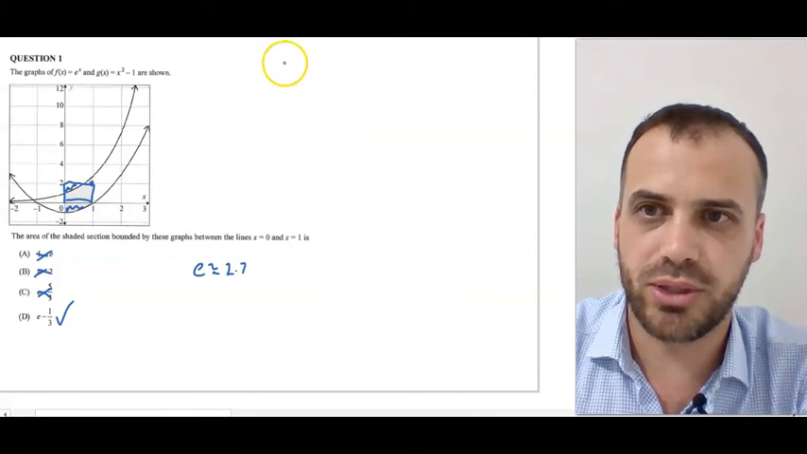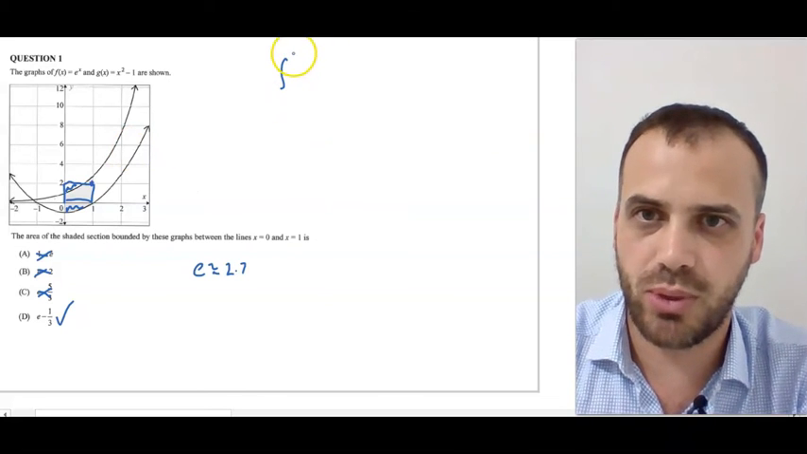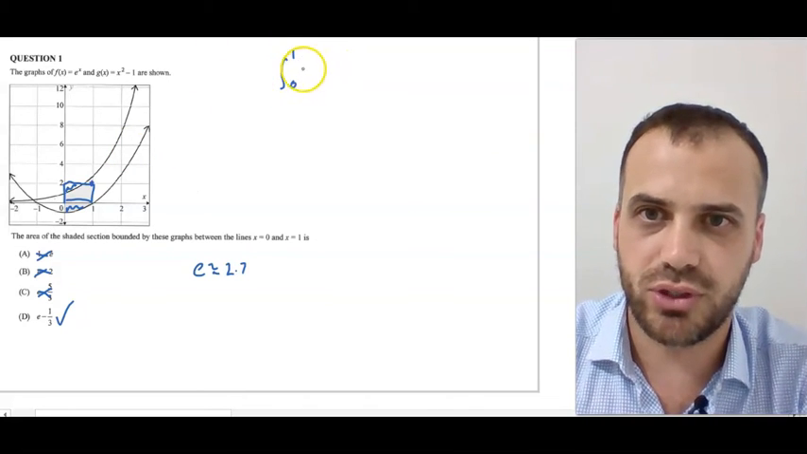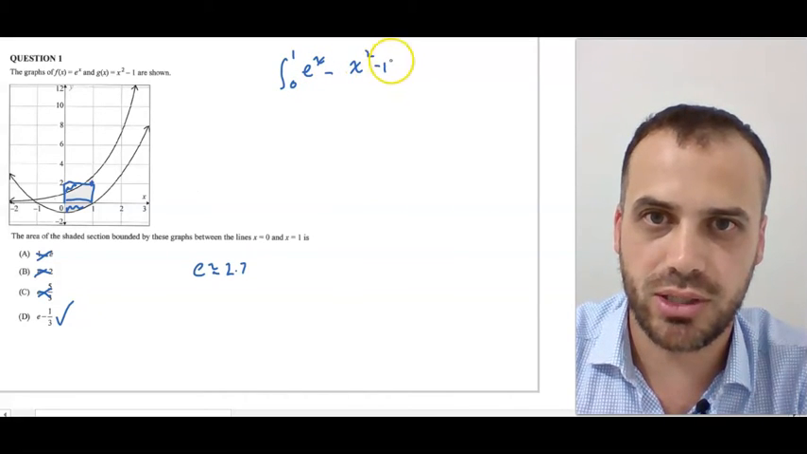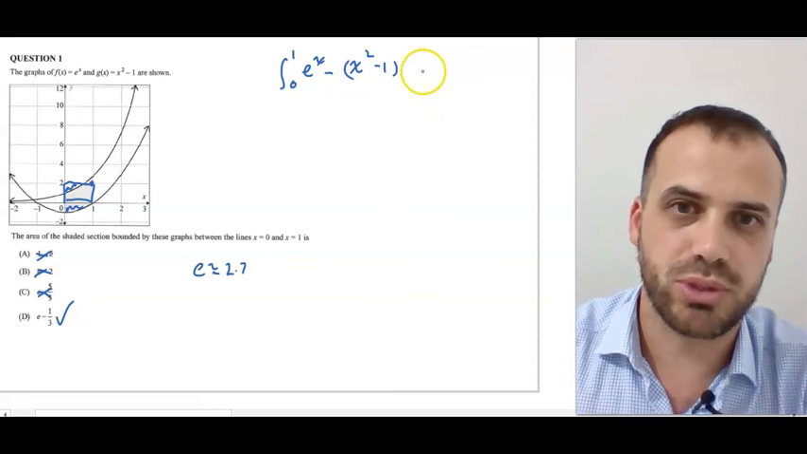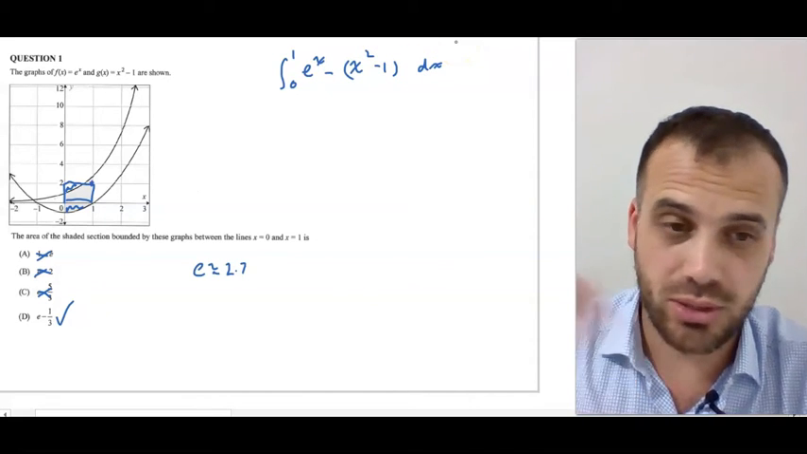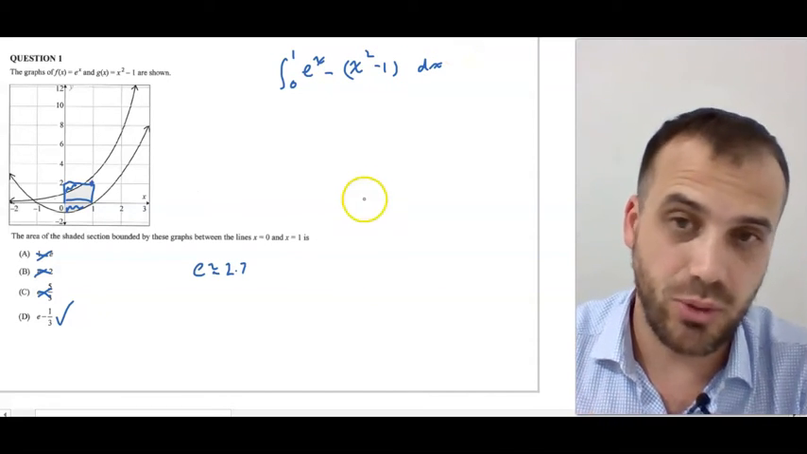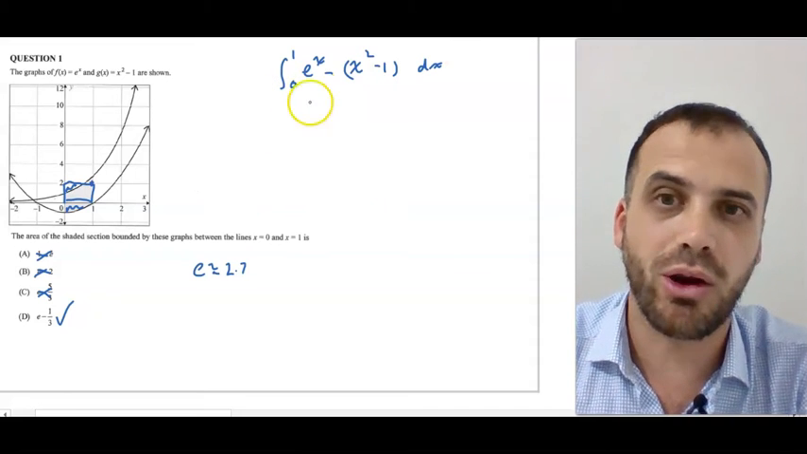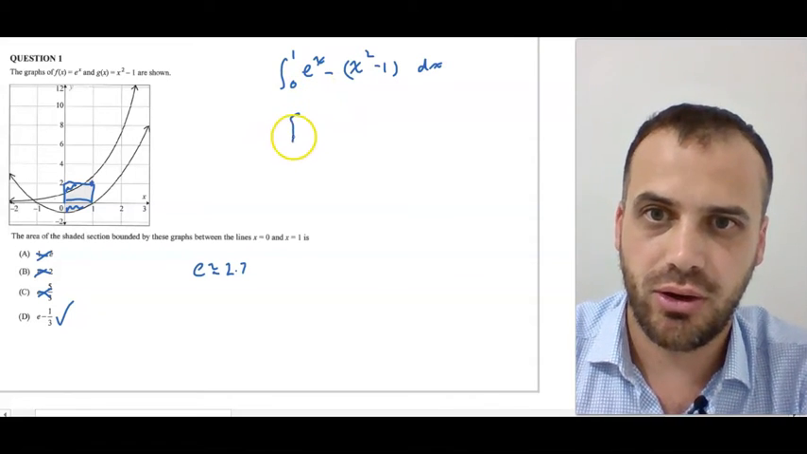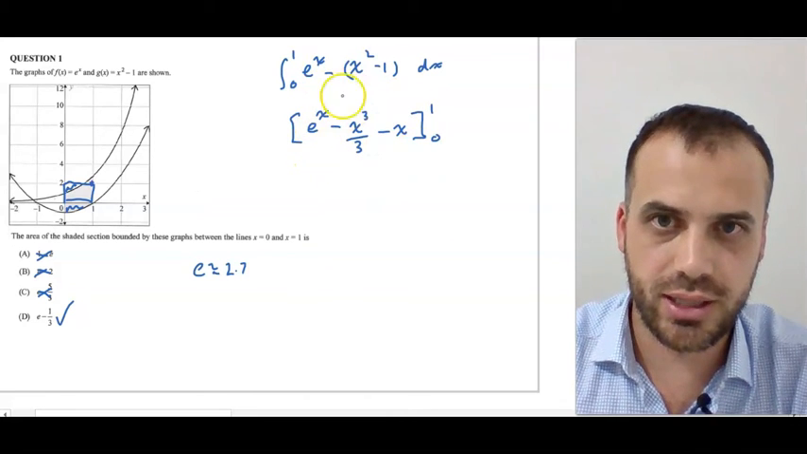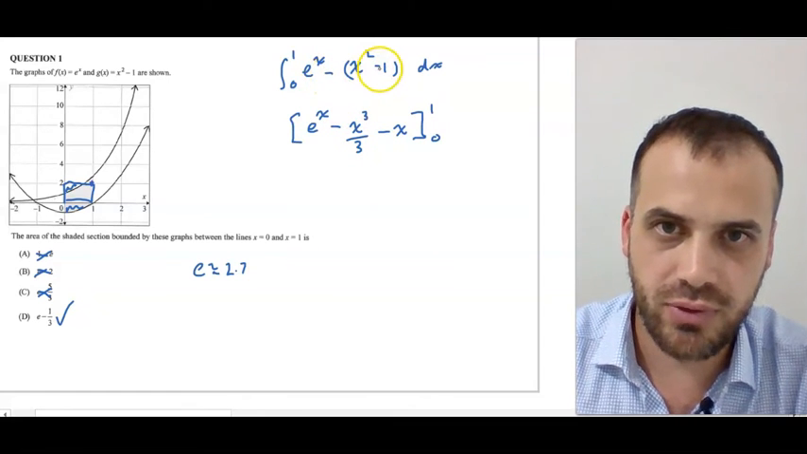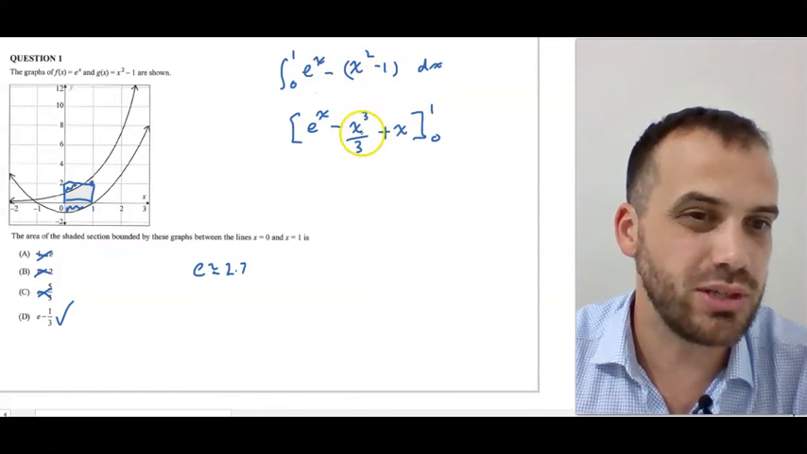What I think they want me to do is integrate between 0 and 1 the difference of the two functions, e to the x minus x squared minus 1, with respect to x. Now, this is multiple choice, so my working doesn't need to be amazing, obviously. You shouldn't worry too much about what you're doing here. All right, so that is going to be the integral: e to the x, x squared would be negative x cubed over 3. And then I've got negative 1. It should be positive x there.